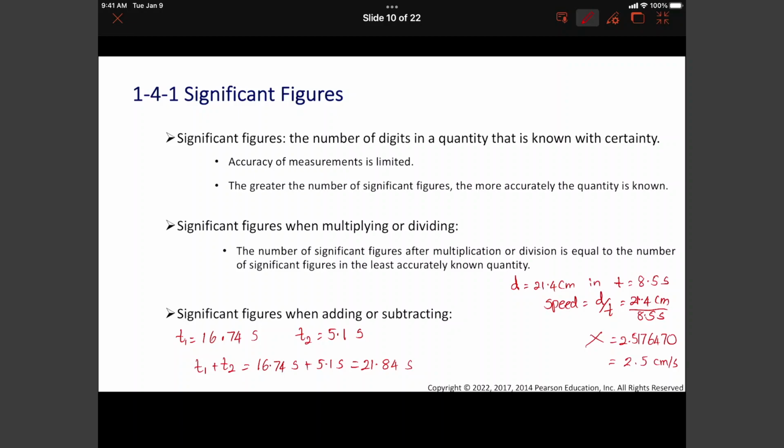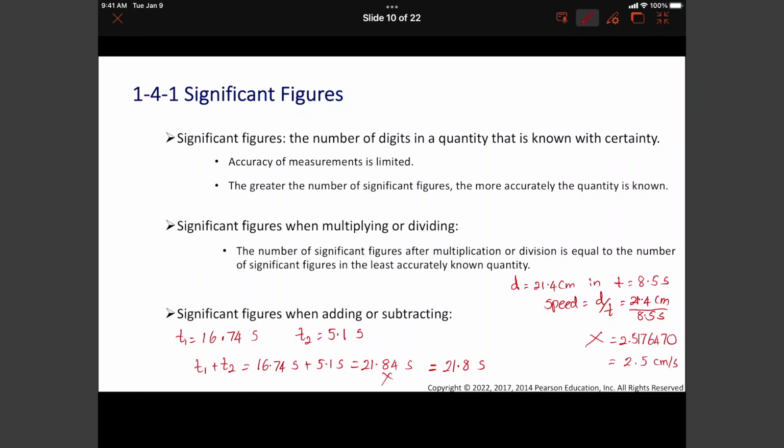So according to the rule, the answer should have the smallest number of decimal places. That means the first number has 2 decimal places, the second number has 1 decimal place. So the answer should have only 1 decimal place. So this is not correct. The answer should be 21.8 second. Only 1 decimal place. So that's the rule applied for adding and subtracting.